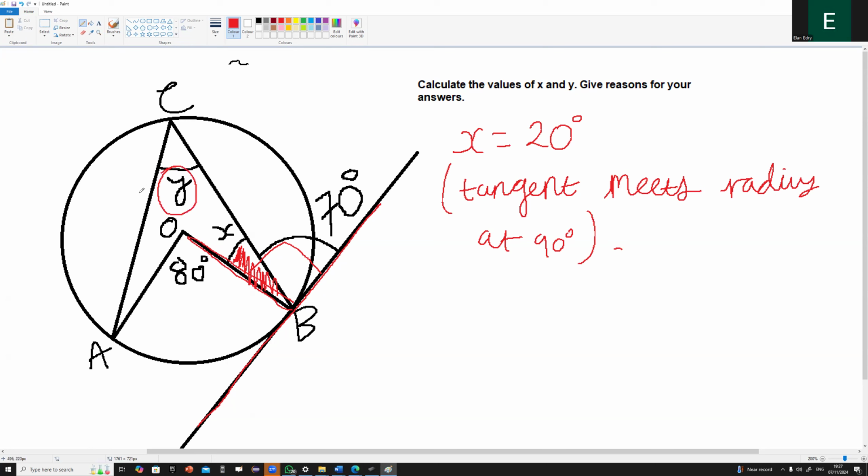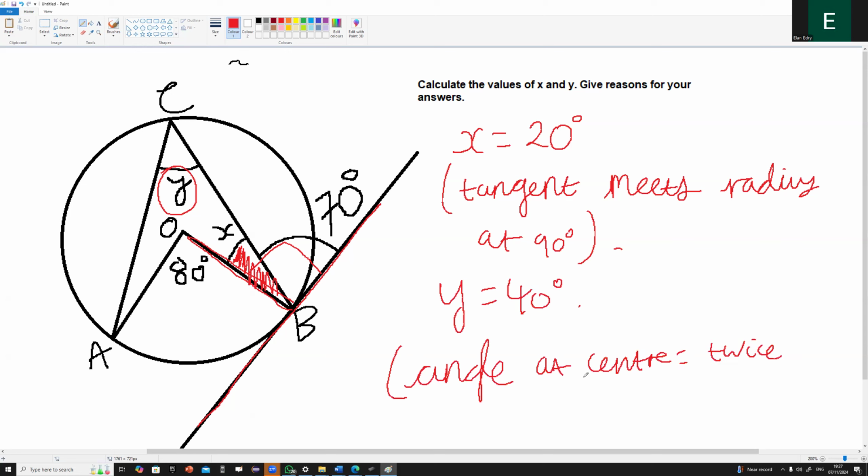And Y, what do we get for Y? Well, Y is just 40 degrees because the angle at the center is 80. Again, that is because angle at center is twice angle at circumference. Be happy with that one. Circle theorems are not easy. Please let me know if you want to go over that one again or if there's any others you want to go through. We'll do the extension one.